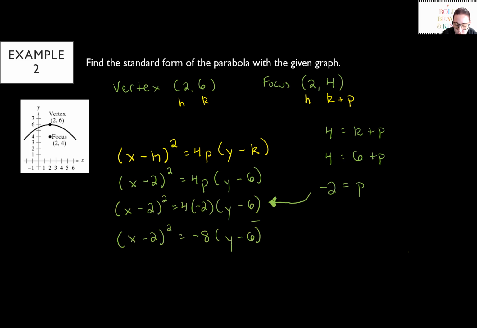And we generally do not distribute or FOIL or do any of that stuff. We leave it in this form so that way we can see clearly what the vertex is. So you don't need to do negative 8 times y or negative 8 times negative 6. You don't have to solve for y to put it in your typical form when you were looking at it in college algebra. We don't have to multiply out the x minus 2. You can leave it in this form. That's really what the standard form is. The only real math you have to do once you plug it in is to multiply your 4 times p.